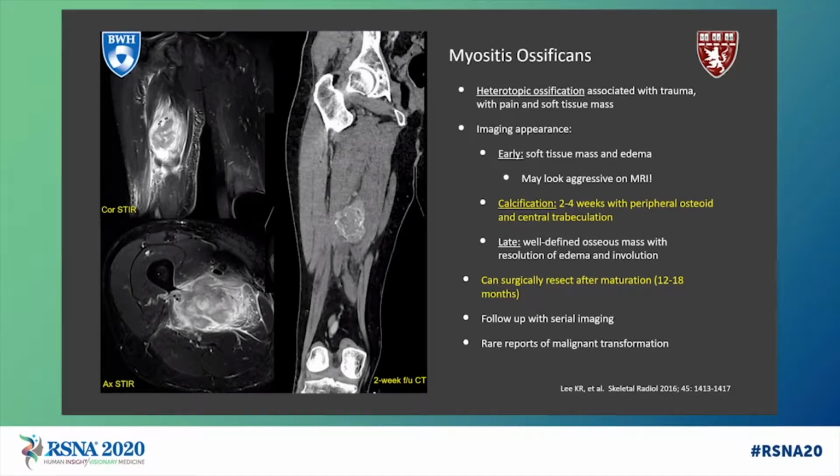So the take-home message here is that the calcification can often be delayed and take 2 to 4 weeks before we identify it. And CT oftentimes has better sensitivity than X-rays for this early mineralization. The management of these lesions can follow surgical resection after maturation, and oftentimes these can be followed with serial imaging. It's important to note that malignant transformation is rare.